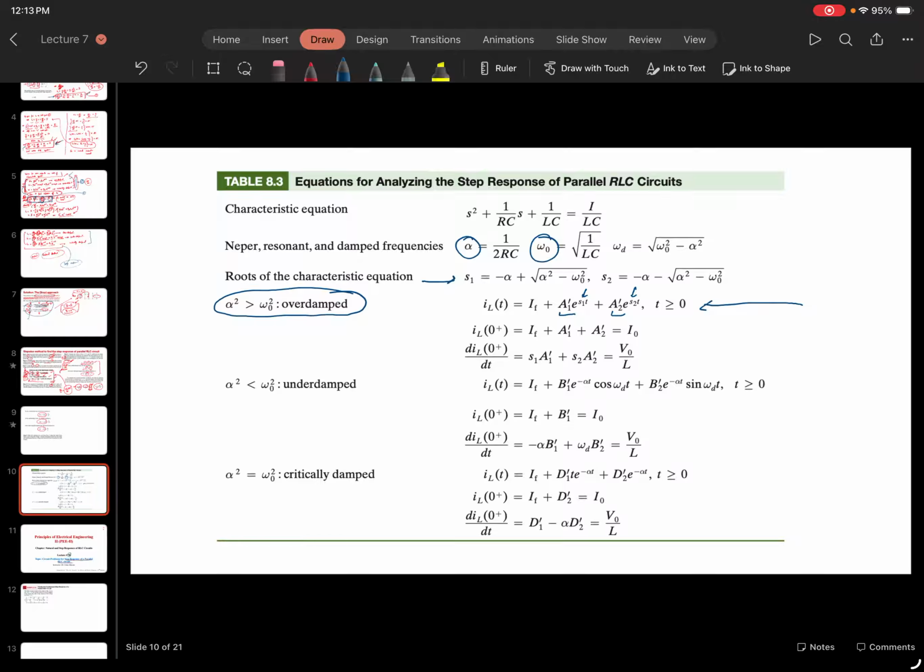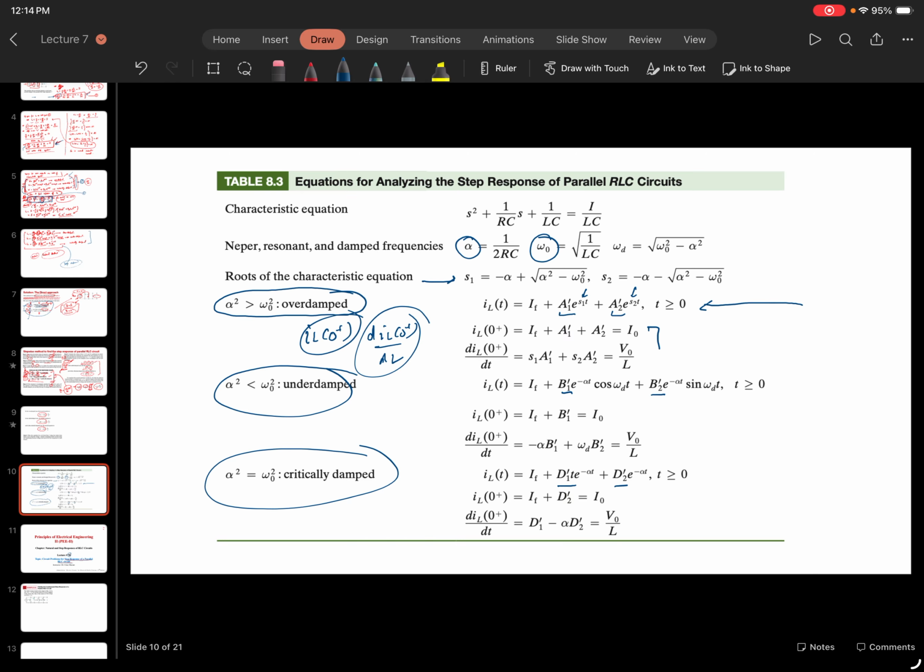In order to find the values of A1 and A2 in the overdamped case, or in case of an underdamped one, you have to find the values of B1 dash and B2 dash. And in critically damped, you have to find the values of D1 dash and D2 dash. In order to find any of these prime constants, you're going to need two equations. Where are those equations coming from? By solving for iL(0+) and diL(0+)/dt.